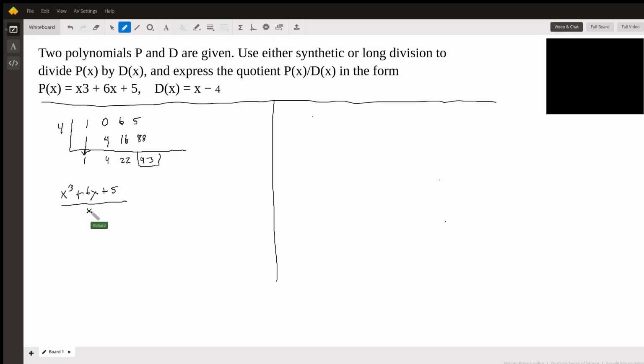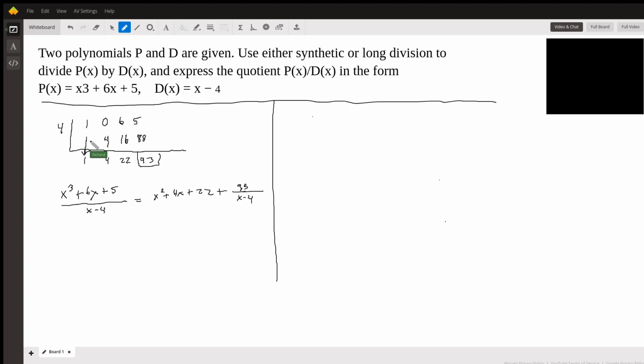And so we would express the answer this way: x cubed plus 6x plus 5 over x minus 4 is equal to x squared plus 4x plus 22 plus the remainder, 93 over x minus 4. And that's the way we do synthetic division.